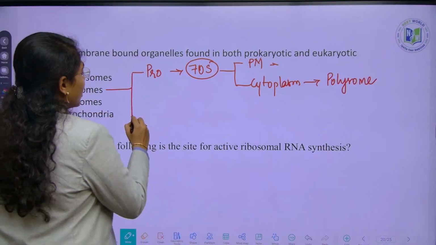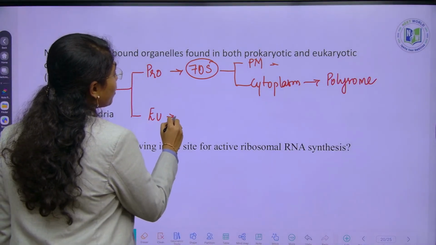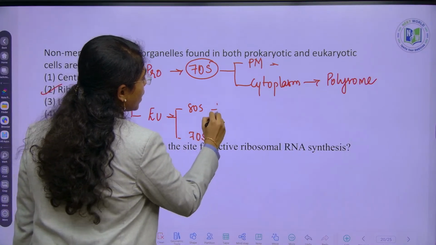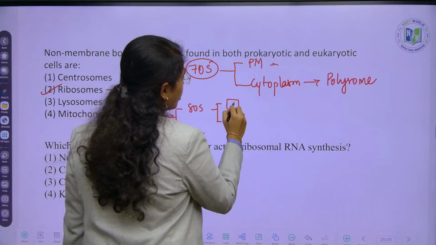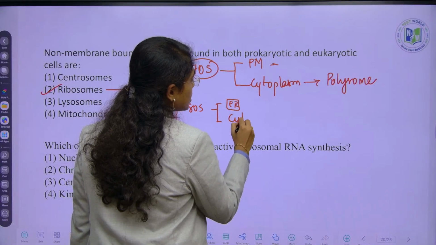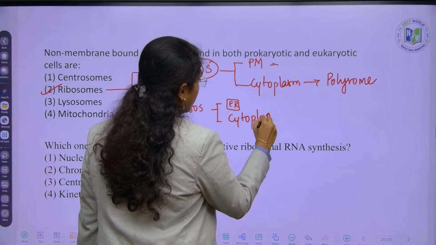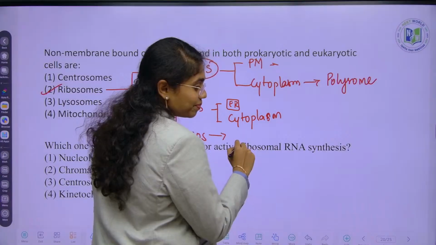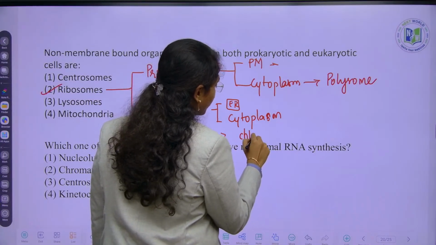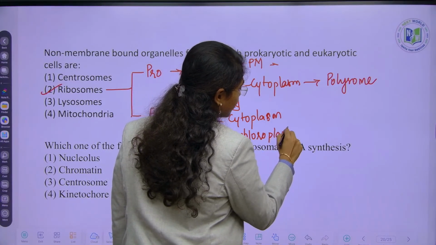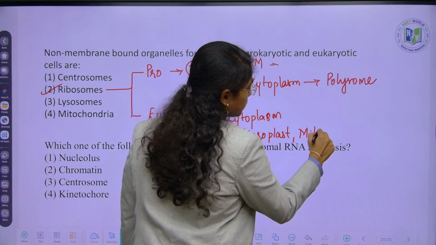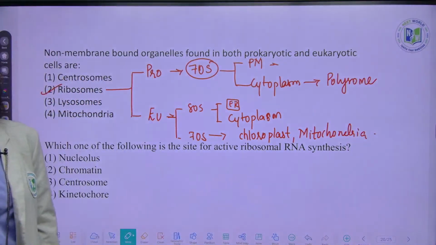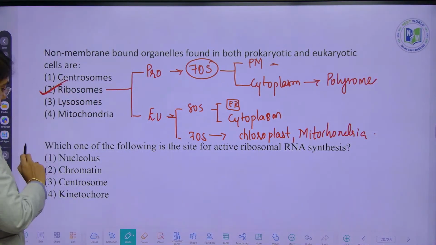Next, in eukaryotes, what type of ribosomes will you see? 80S, 70S. 80S where do you see? Attached to the endoplasmic reticulum and present inside the cytoplasm. 70S ribosomes where do you see? Very good. Chloroplast and mitochondria. Done? Yeah, this is about ribosomes.